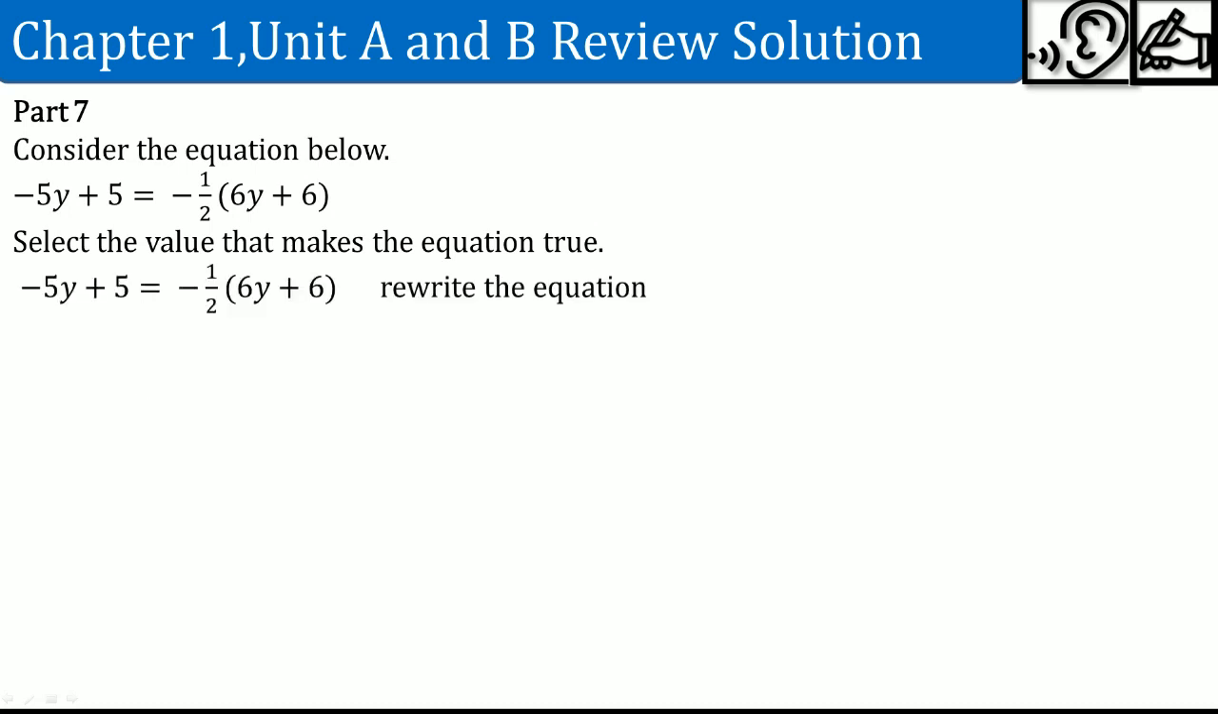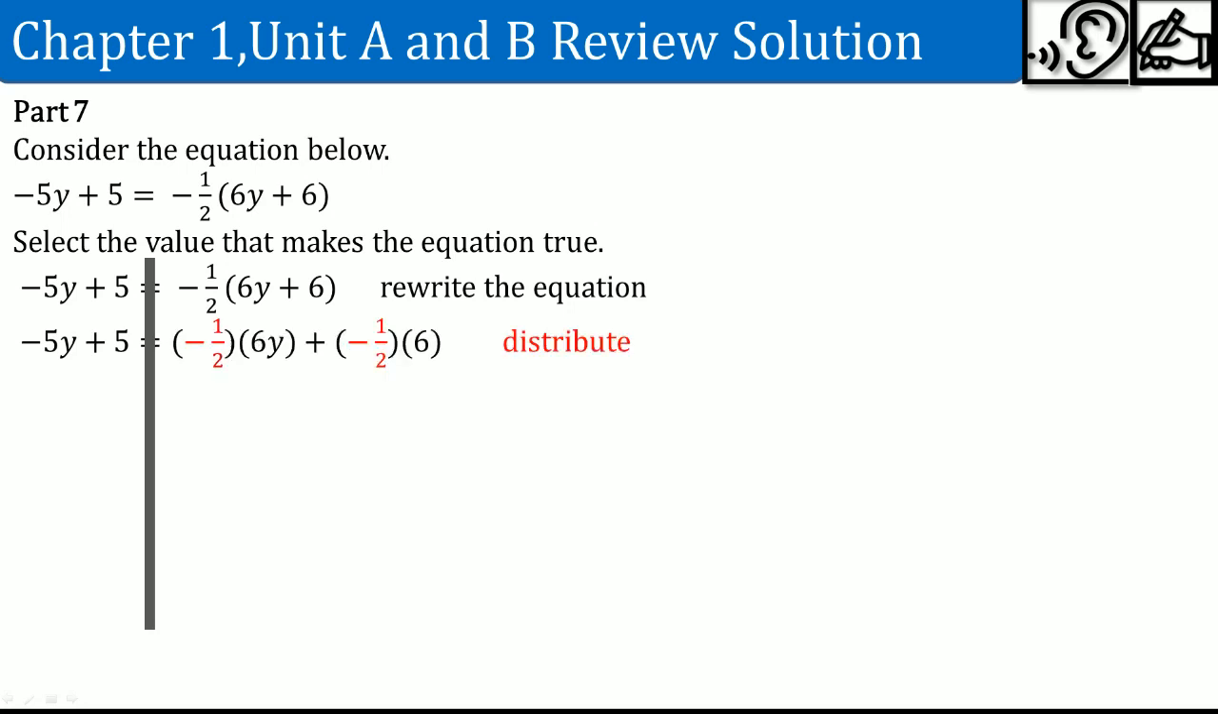You're going to first rewrite the equation and draw the line straight down. You're going to see that there's a parentheses on the right-hand side. Therefore, you're going to have to distribute to get rid of the parentheses: negative 1/2 times 6y and negative 1/2 times 6. That's what you get after you simplify. So negative 1/2 times 6y is negative 3y. Negative 1/2 times 6 is negative 3.